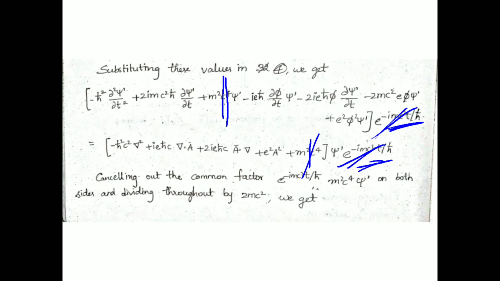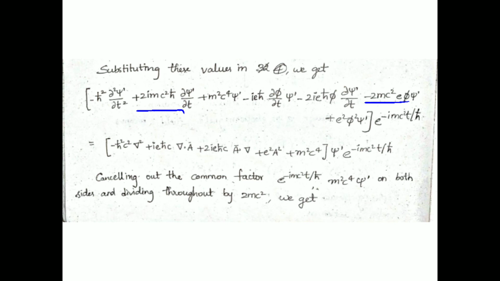And next, after these cancellations, what we have to do is divide throughout by 2mc square. The entire thing has to be divided by 2mc square, because everywhere we can see minus 2mc square, so like that is there. So now we need to divide the entire thing by 2mc square.